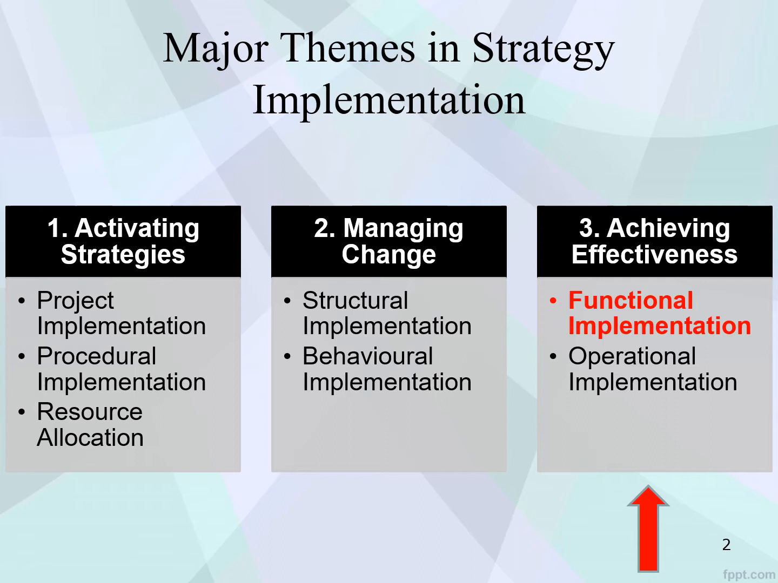Moving on from where we started off, we are now at the major themes in the strategy implementation, that is achieving effectiveness. The effectiveness of an organization can be achieved through two major implementations. The first one is functional implementation and the second one is the operational implementation. In this video lecture, I will be talking in detail about the functional implementation.